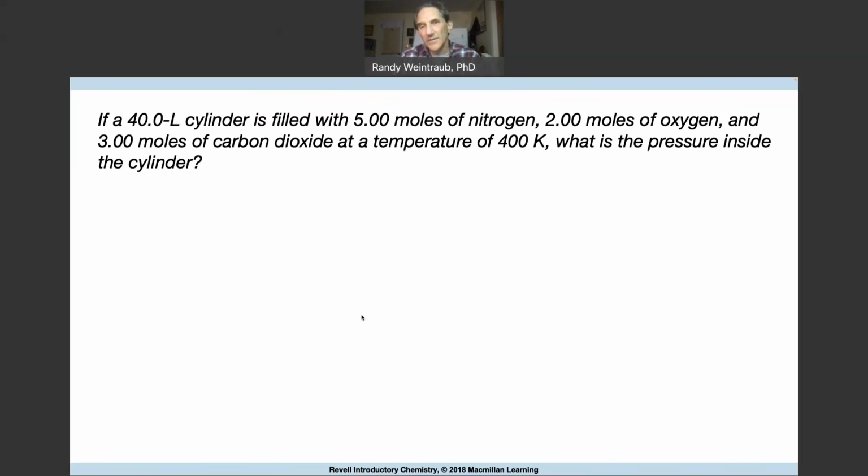Let's look at an example. If a 40.0 liter cylinder is filled with 5 moles of nitrogen, 2 moles of oxygen, and 3.00 moles of carbon dioxide, at a temperature of 400 degrees K, what's the pressure inside the cylinder? There are two approaches that we can use for this problem. First, we calculate the pressure of the individual gases and add those together.